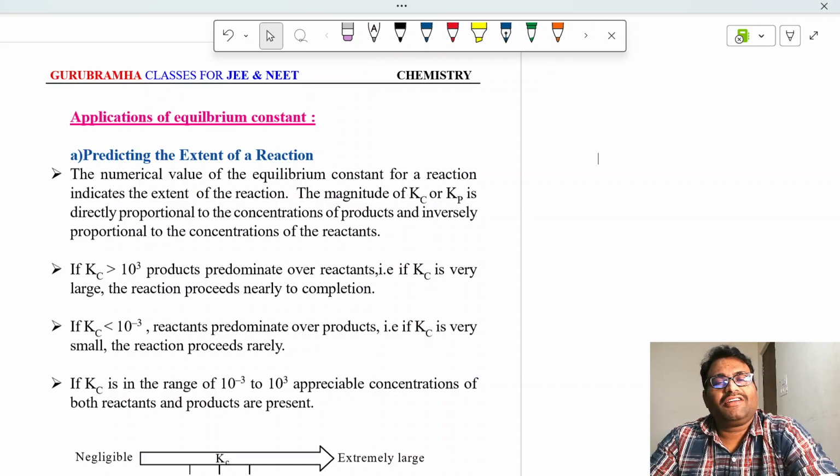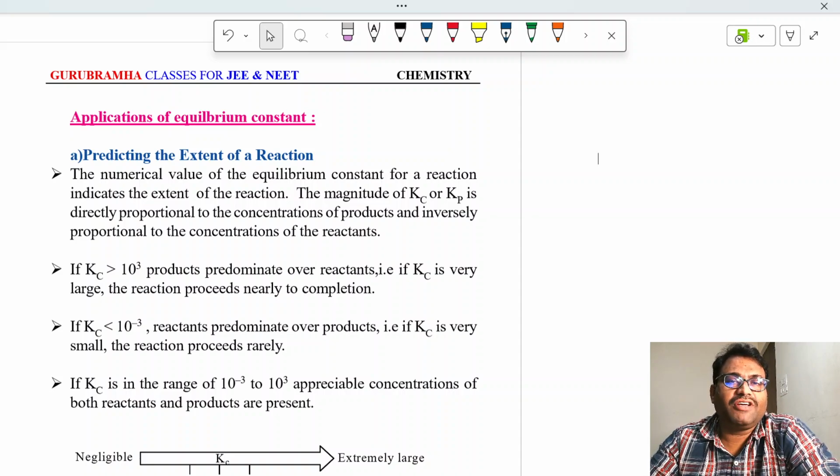We are in the chapter Chemical Equilibrium. In this session, we are going to learn about applications of equilibrium constant. Up to now, we have discussed what is equilibrium constant, and what is the relation between equilibrium constant and the standard Gibbs energy change. We solved some problems on equilibrium constant, and the types of equilibrium constant we have discussed. In this session, what we are going to learn is applications of equilibrium constant.